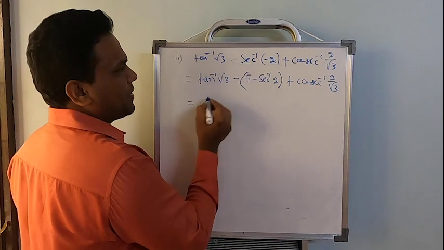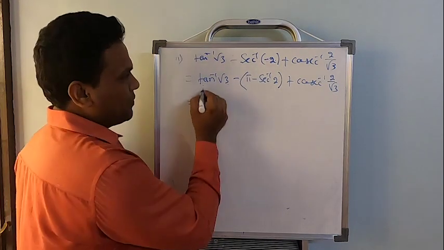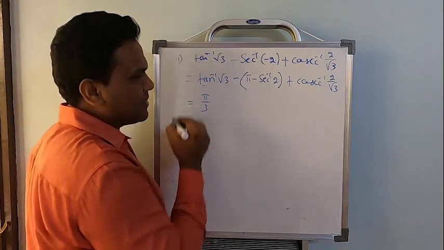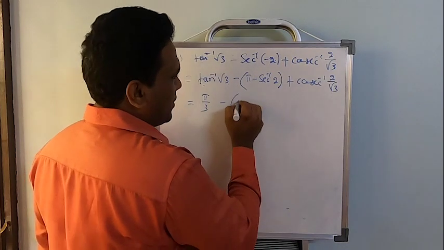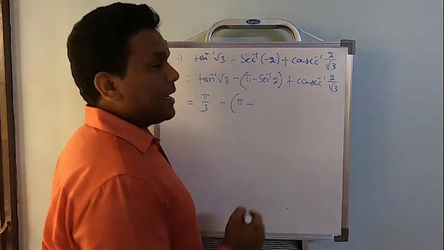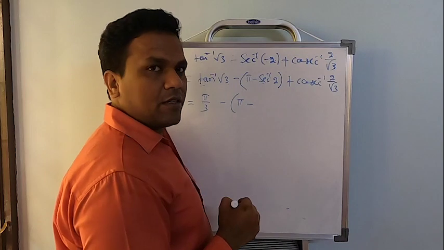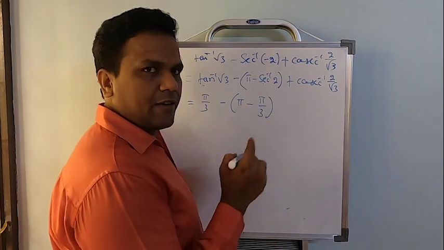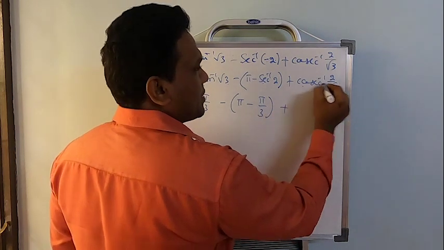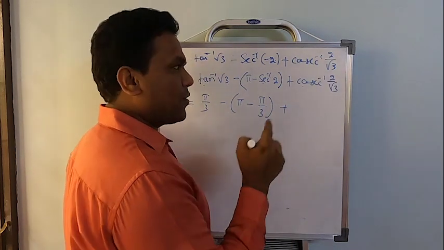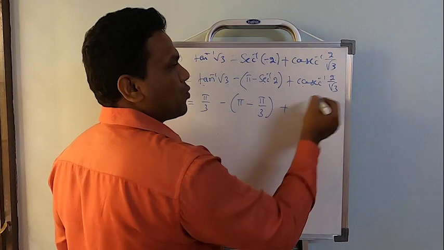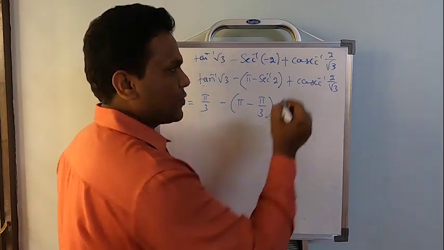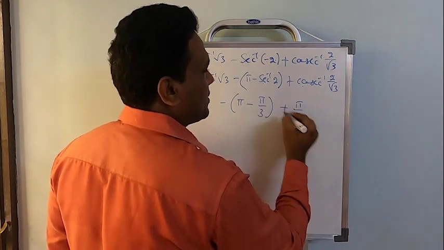Now let's simplify this. Tan inverse root 3 is going to be pi by 3, since tan 60 is root 3, minus of pi minus. In the secant table, remember secant inverse of 2 is nothing but pi by 3, since secant 60 is 2, plus cosecant inverse 2 by root 3. If you remember the sine table, that's enough. We will get root 3 by 2 as 60 degrees in sine. So here this is going to be pi by 3.